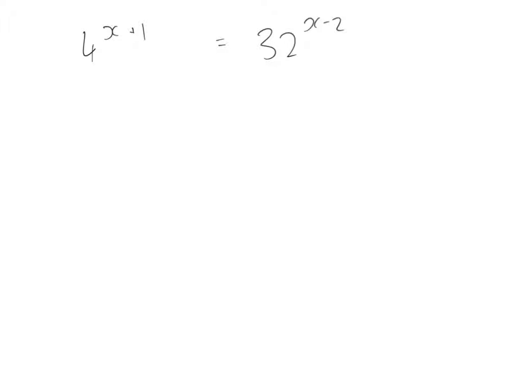Now I'll tell you this for nothing, 32, this number here, cannot be expressed as a power of 4. 4 squared is 16, 4 cubed is 64. So it misses it, okay? So we can't just say, well, I'll turn 32 into a power of 4.